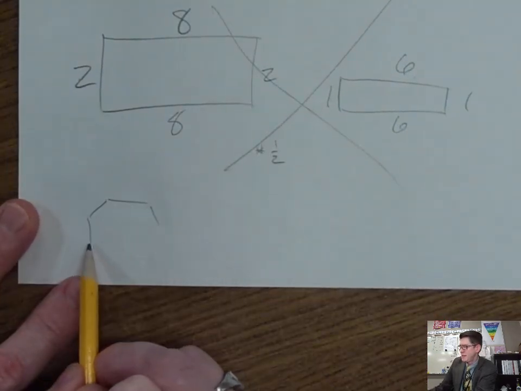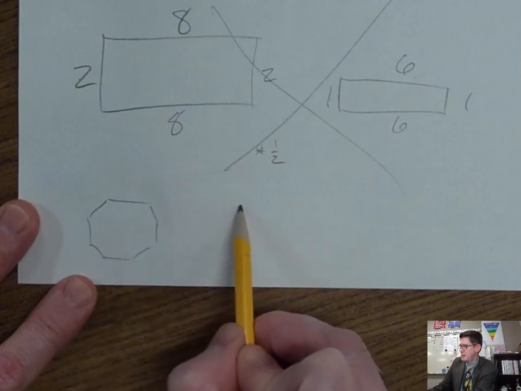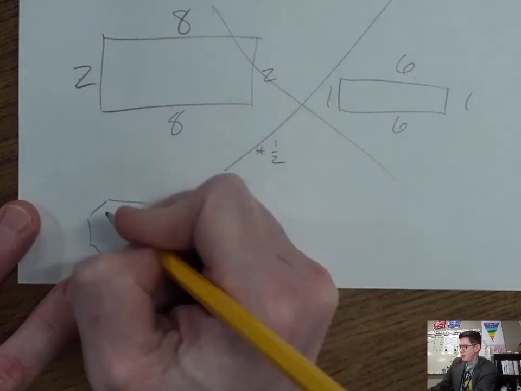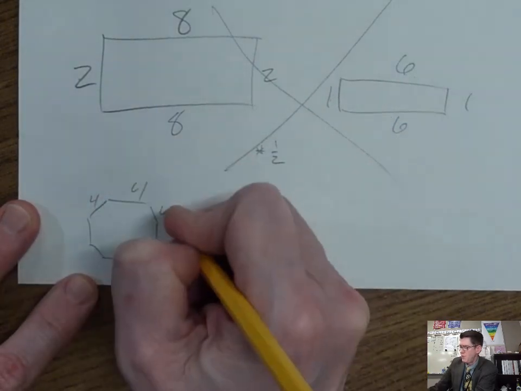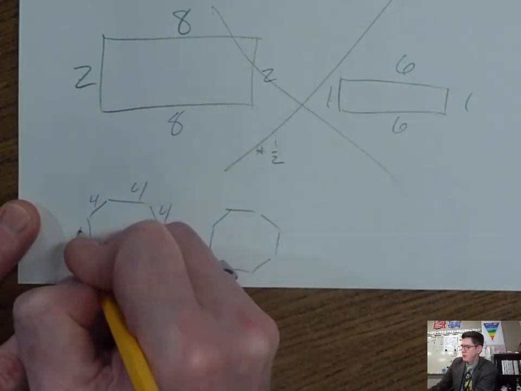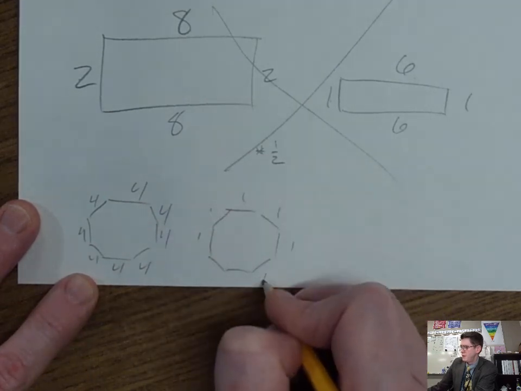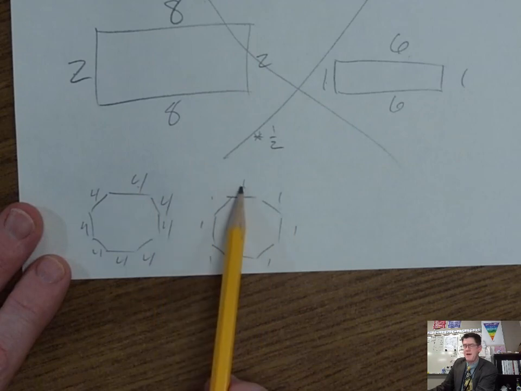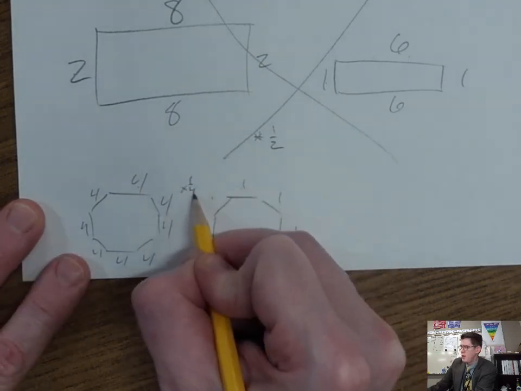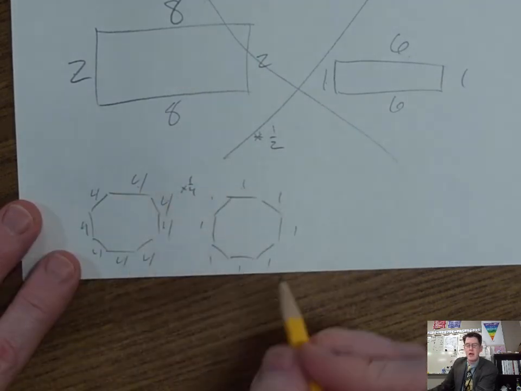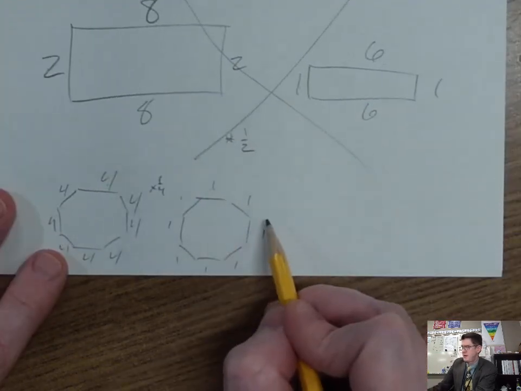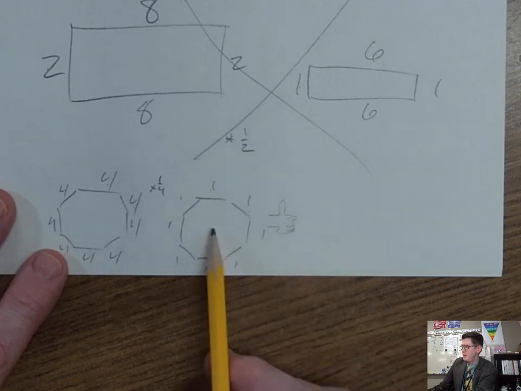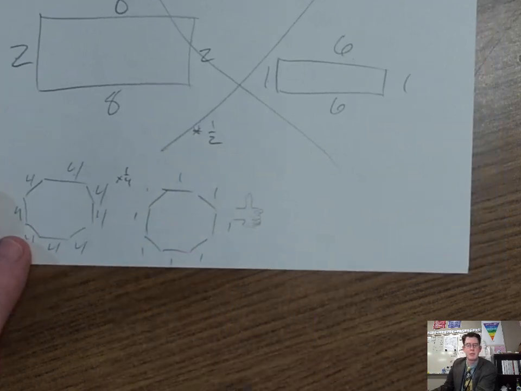If I've got an octagon, a stop sign octagon, and I say that all the sides are the same, and this one is, these are all 4, and these are all 1. Are those shapes similar? Let's see, I divided by 4, or I multiplied by 1/4, and then you just make sure you do that on all of them. So yes, those are similar shapes.